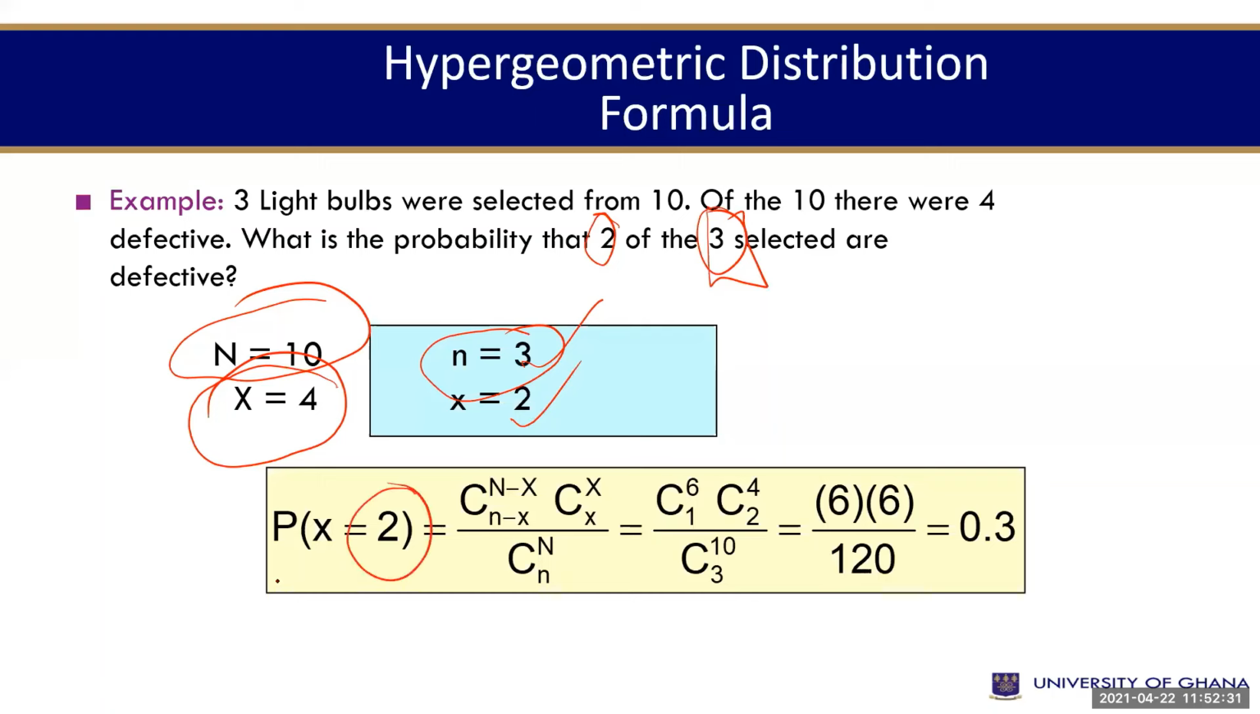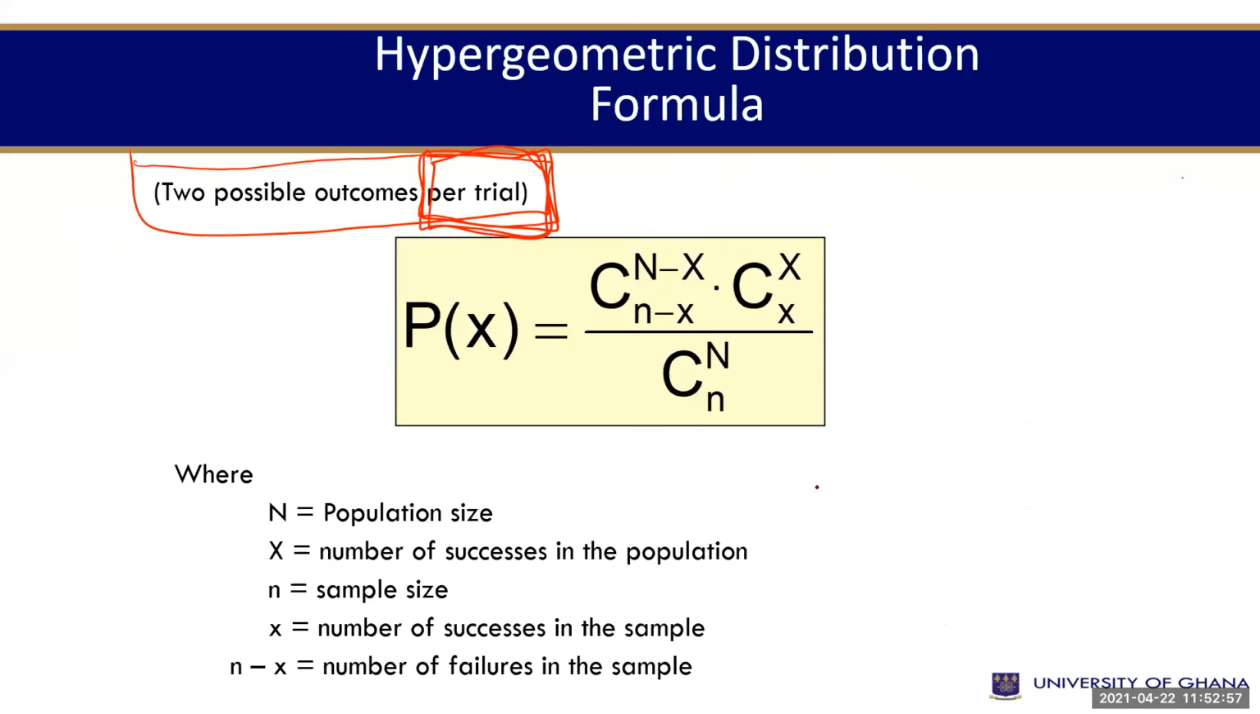Two possible outcomes, it's expressed again, where we know N minus X here should give you 6, and N minus n here should give you 7. Then this is the x being computed as such. You should be able to express it: big X is 4, small x is 2. The probability is 0.43.